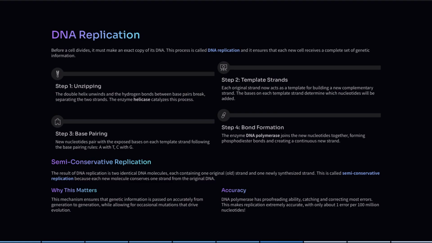At the end of this process, two identical DNA molecules are formed, each consisting of one original strand and one newly synthesized strand. This is why replication is called semi-conservative.